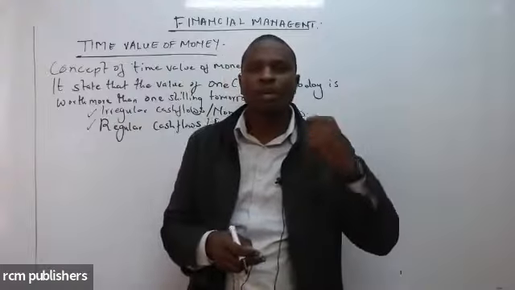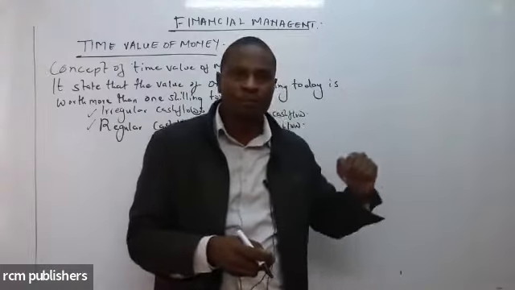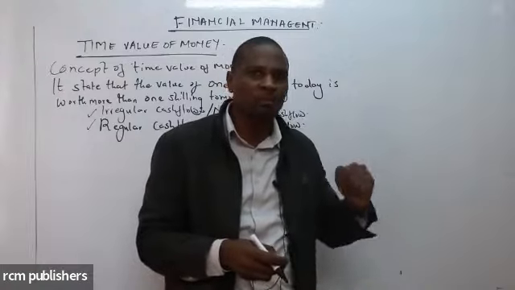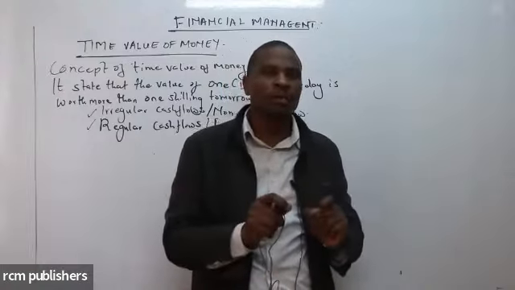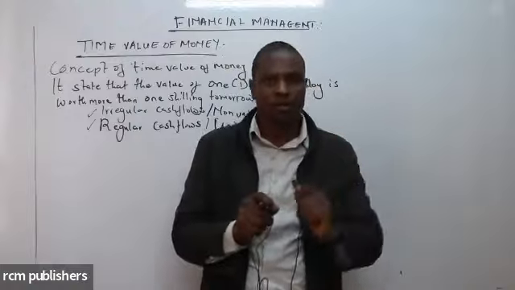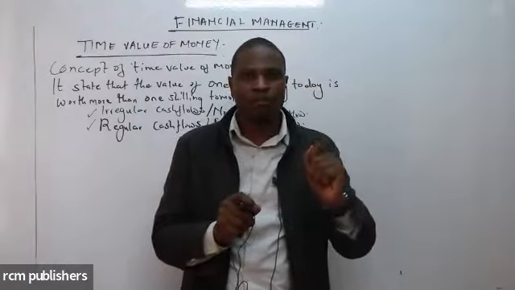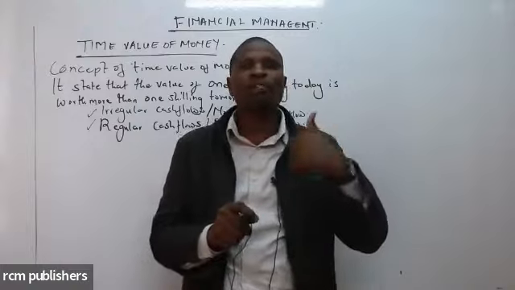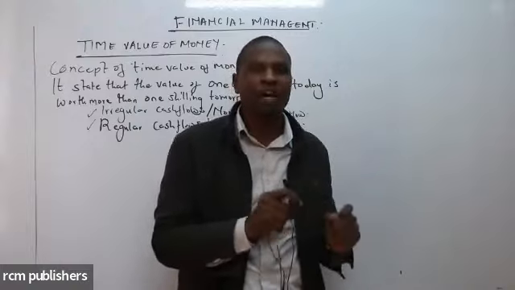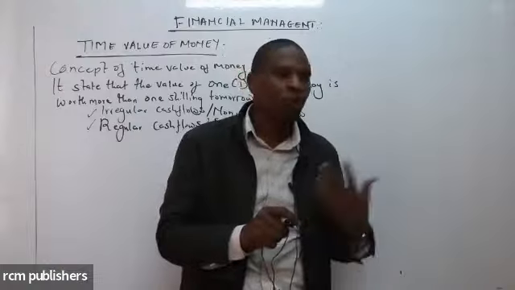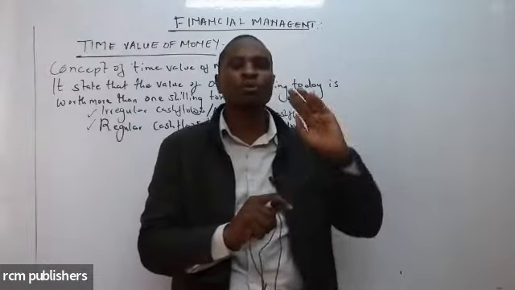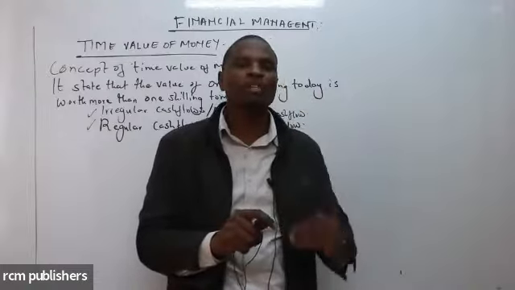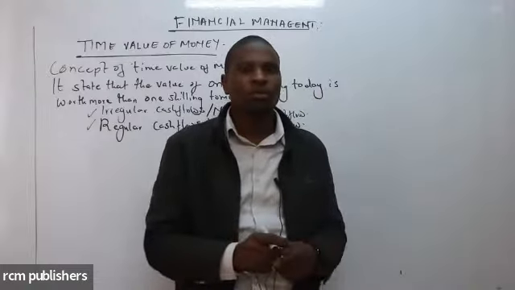If I want to get the present value of such type of cash flow, I'm going to discount. I'll show you how. If I want to get the future value of such type of cash flow, I'm going to compound. If you want to get the future value, you compound; if you want to get the present value, you discount.